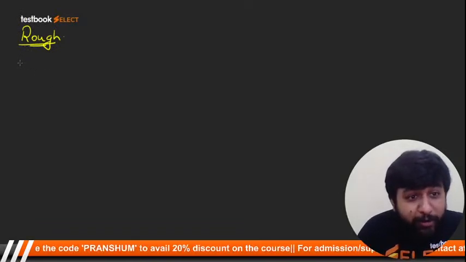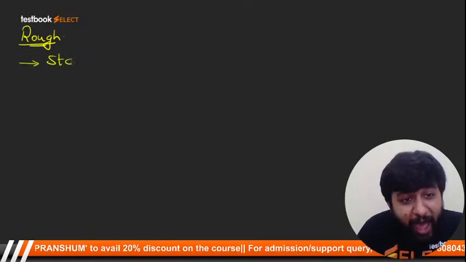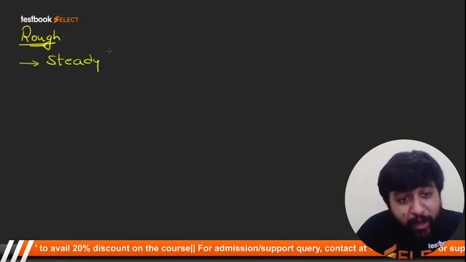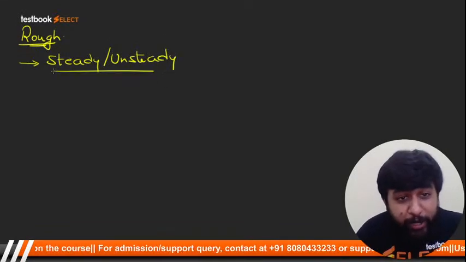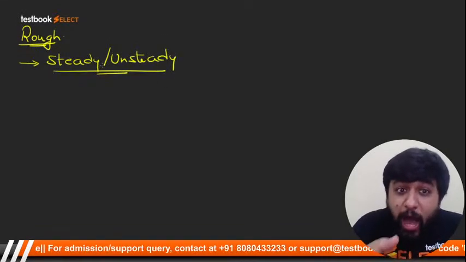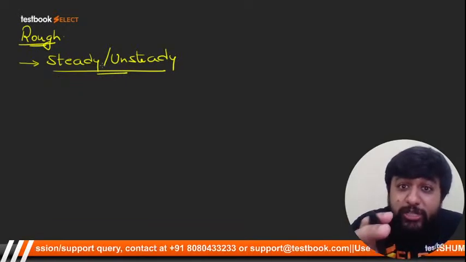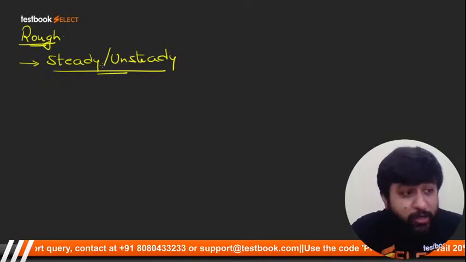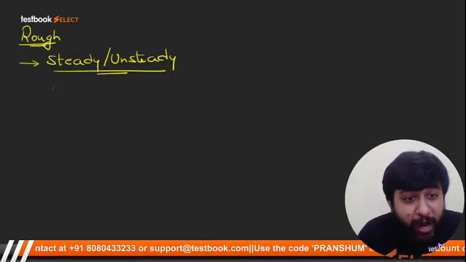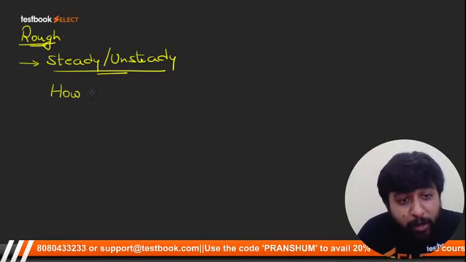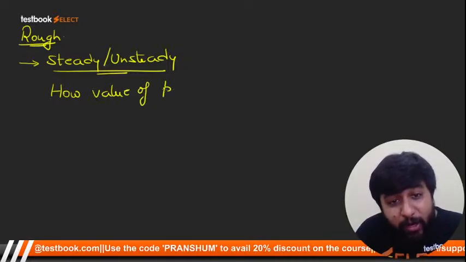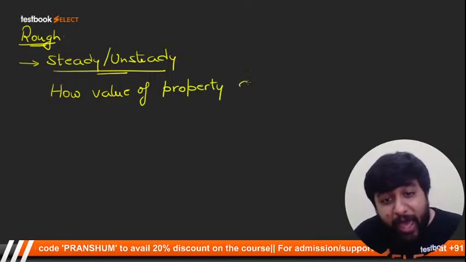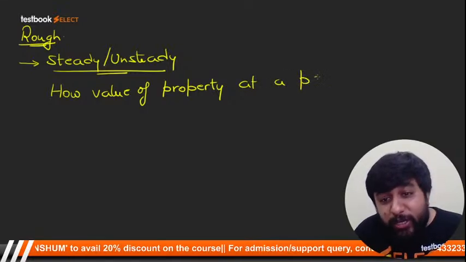Whenever you have to check steady, unsteady, you focus at a point, okay, and check how the value of property changes at the point with the time. So what you will write? You will write how value of property at a point changes with time.